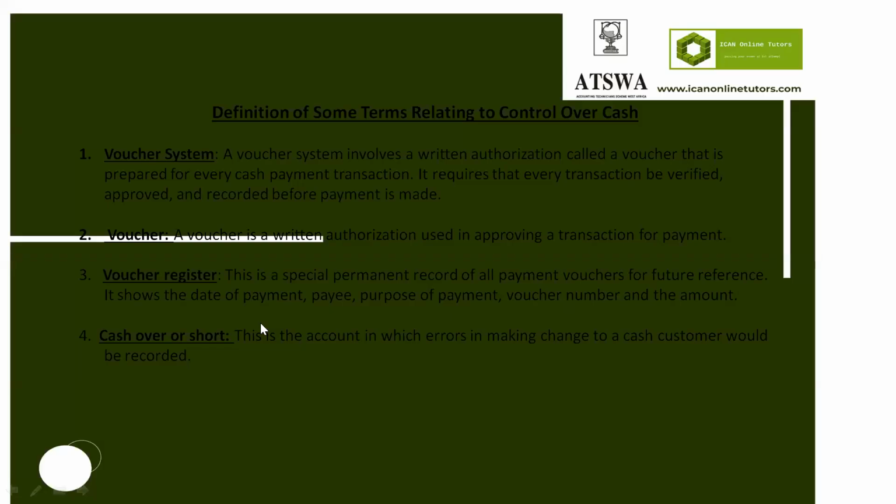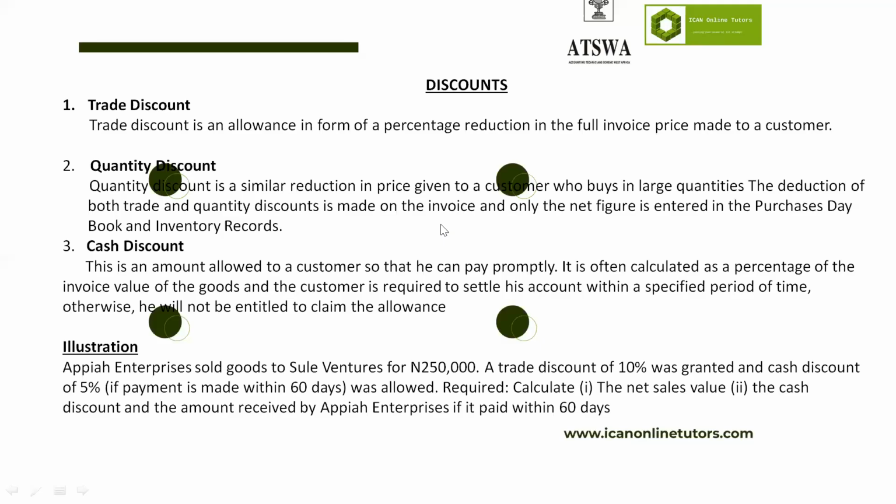We also have another term called cash over or short. Cash over or short is the account in which errors in making change to cash customers should be recorded. Don't worry, just hold on with this. There's a question that we are going to solve, and you are going to see some of these things I'm explaining as well. So it will be good in that way.